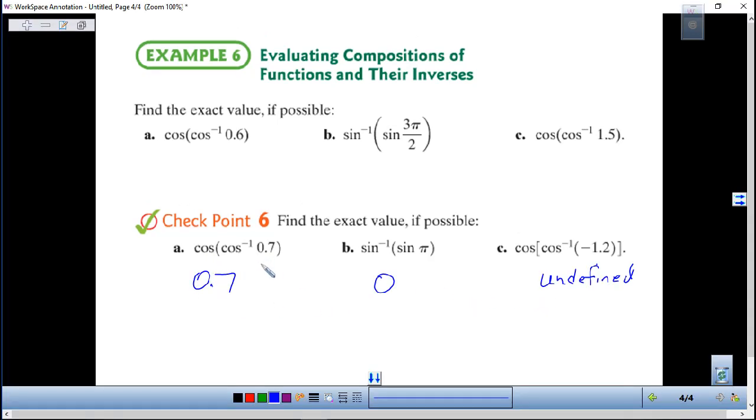The cosine of the inverse cosine of 0.7 is 0.7. The inverse sine of the sine of pi is 0, because if we take the sine of pi, we're going to get 0. What angle from negative pi over 2 to pi over 2 gives me a sine value of 0? It's going to be 0. All right, and then the cosine of the inverse cosine of negative 1.2. Well, you can't take the inverse cosine of negative 1.2. It's outside the domain of the inverse cosine function. Therefore, this part doesn't exist, and if that part doesn't exist, you can't take the cosine of it. So it's undefined.